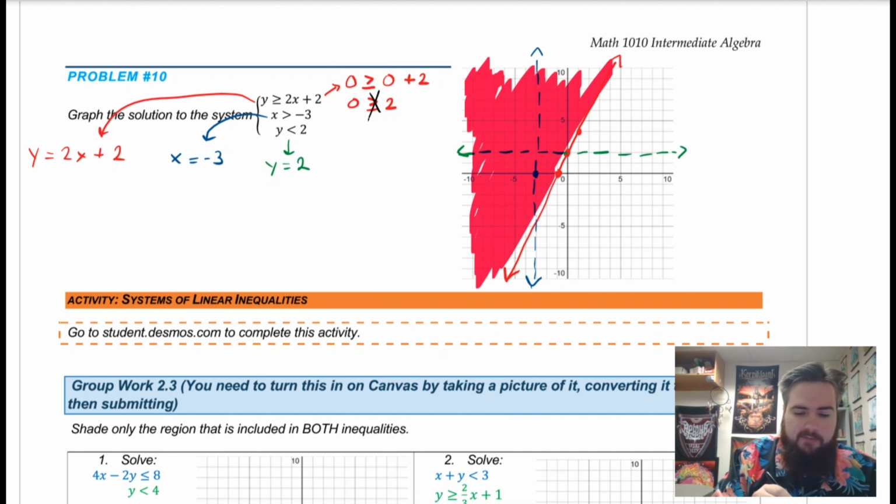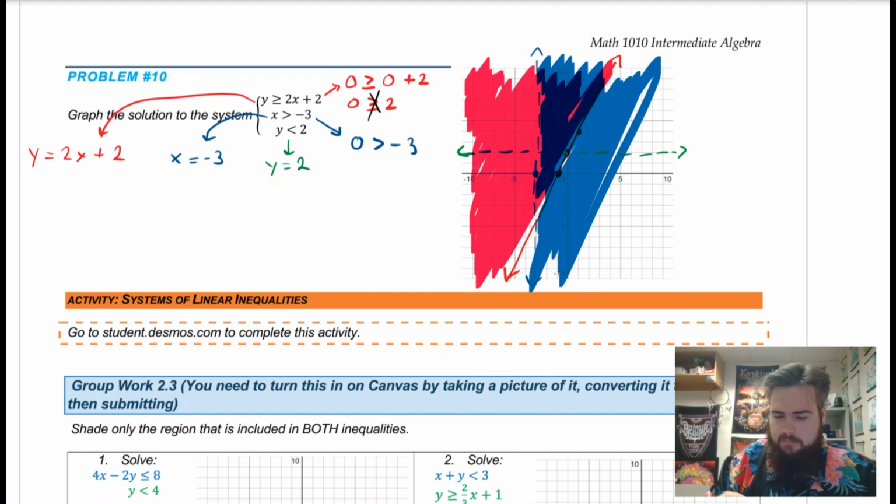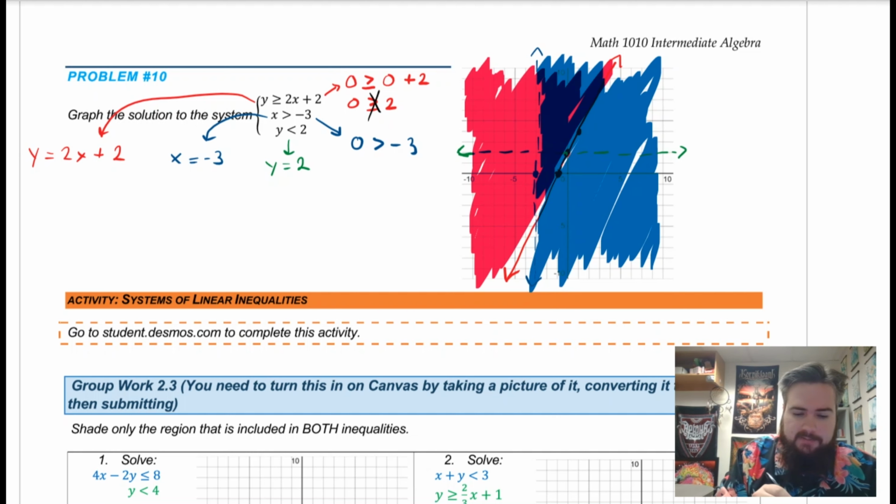Then I'm going to test the same thing for everything else. Let's check the second inequality. I'll plug in 0 for x and get 0 greater than -3. 0 is indeed greater than -3, so that means we do want the side of that blue dashed line that includes the origin. And lastly, if I check the third inequality and put in 0, I get 0 less than 2, which is also true. So that means we want the portion that includes everything below the green dashed line.